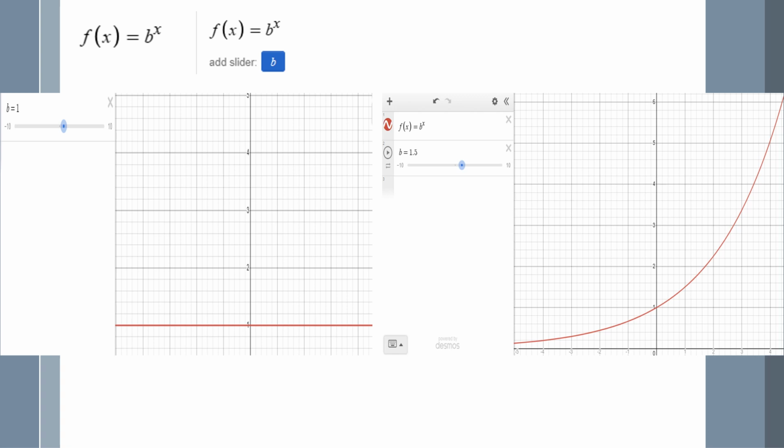If it's less than 1, such as 0, it's going to be undefined. If it's 0, it is undefined. If it's undefined, you won't have a graph. Keep that in mind. All right? So remember, b cannot equal 1 because you get this flat line and that's not our graph. But it has to be greater than 1 so we can get the graph we need. Moving on.